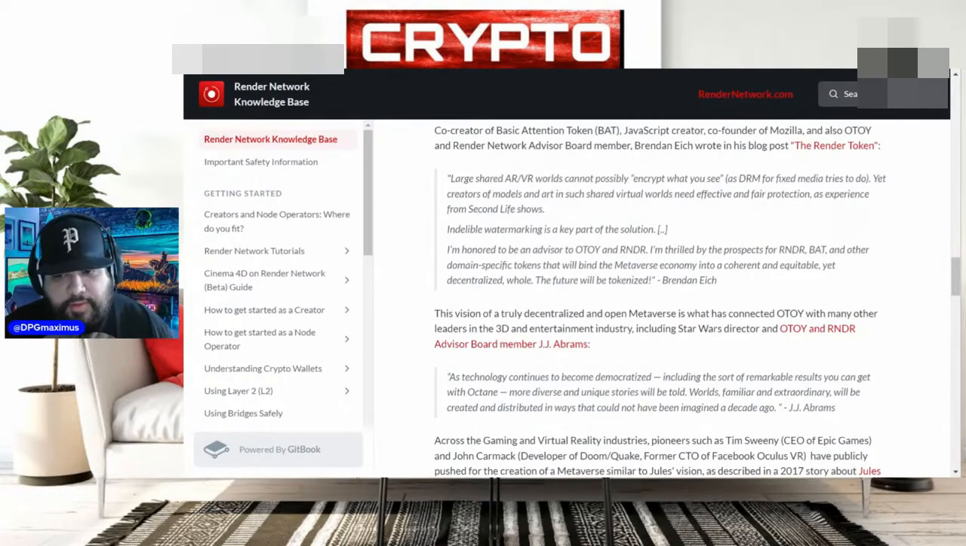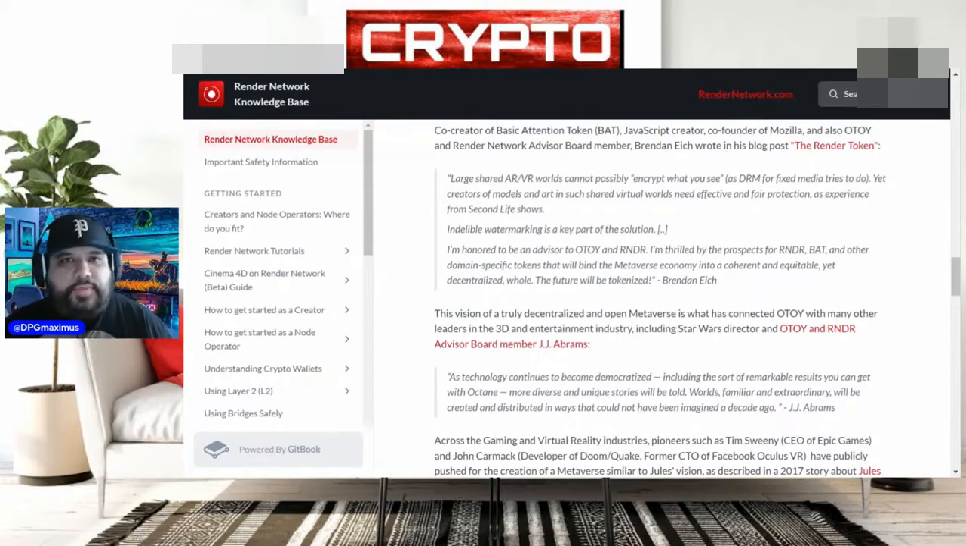Goes on to mention this thing about BAT real quick. He says he's honored to be advisor to Otoy and Rndr. They're thrilled with the prospects for both Rndr and BAT, as in basic attention token, and other domain-specific tokens that will bind the metaverse economy into a coherent and equitable yet decentralized whole. The future will be tokenized. Yeah, we've already seen the future be tokenized.